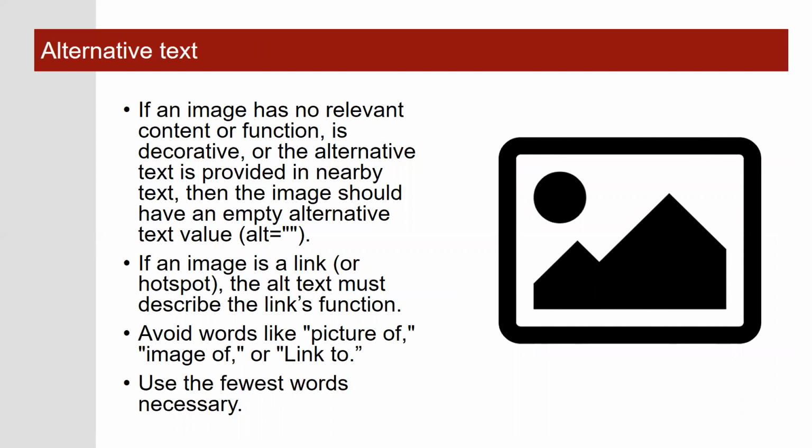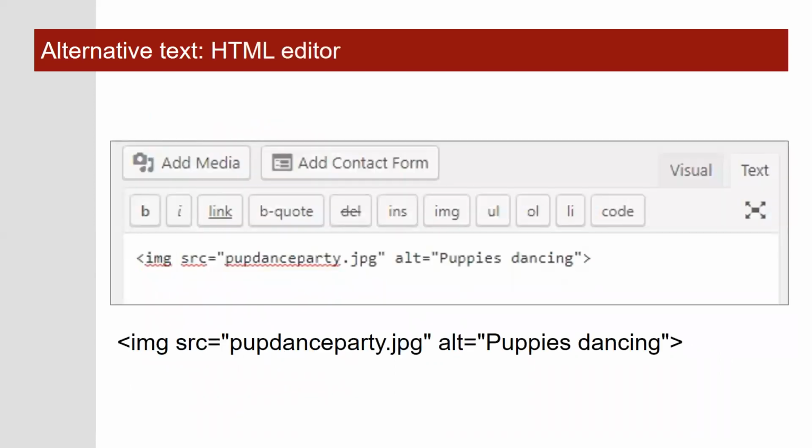If an image has no relevant content or function, if it's decorative or if the textual description of that image is provided in nearby text, then the image should have an empty or null alternative text value. When working in HTML, that's alt equals quote quote. So I'll go back to the previous slide. Alt equals, if this was a purely decorative image rather than the words puppies dancing, we'd have open quotation marks and then close quotation marks.